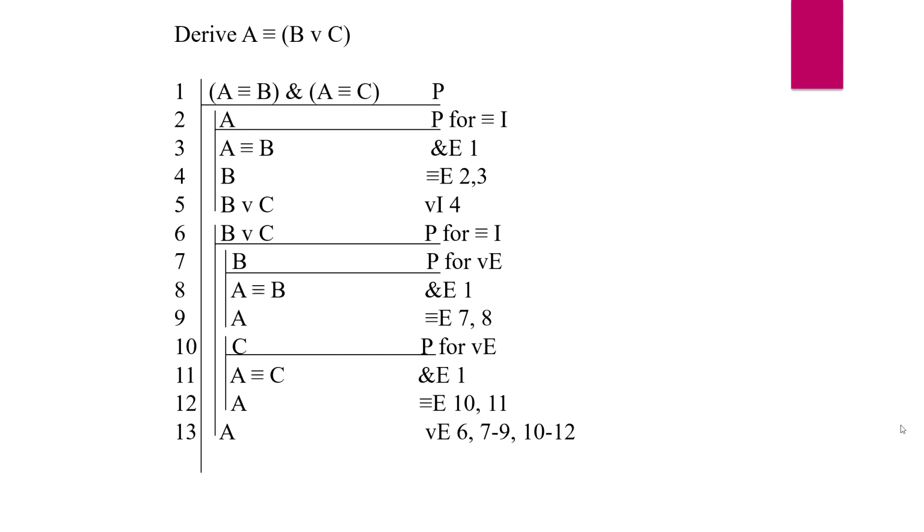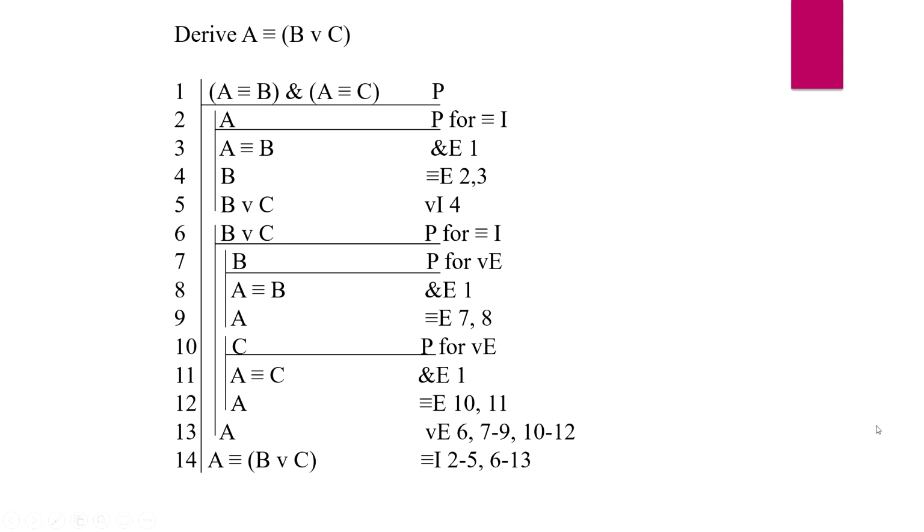Now let's look at what we have so far. Directly against the main scope line, we have the subderivation that assumes A and proves B or C, lines 2 through 5. And then we have the subderivation that assumes B or C and proves A, lines 6 through 13. So on line 14, we can use biconditional introduction to get A if and only if B or C on the main scope line.